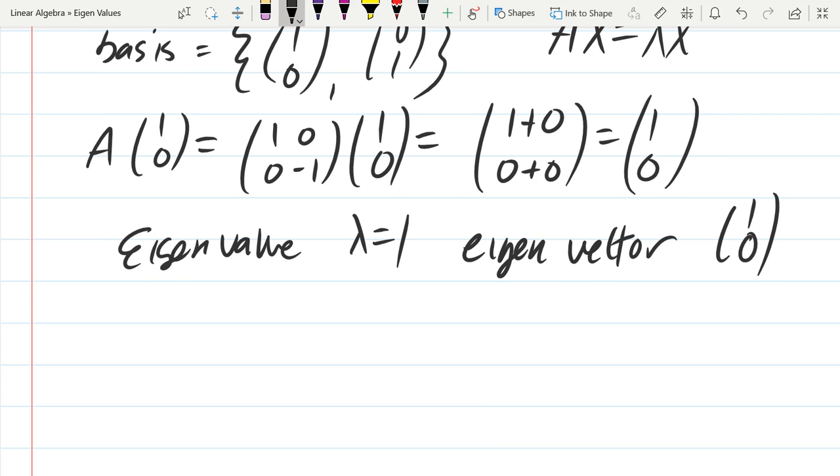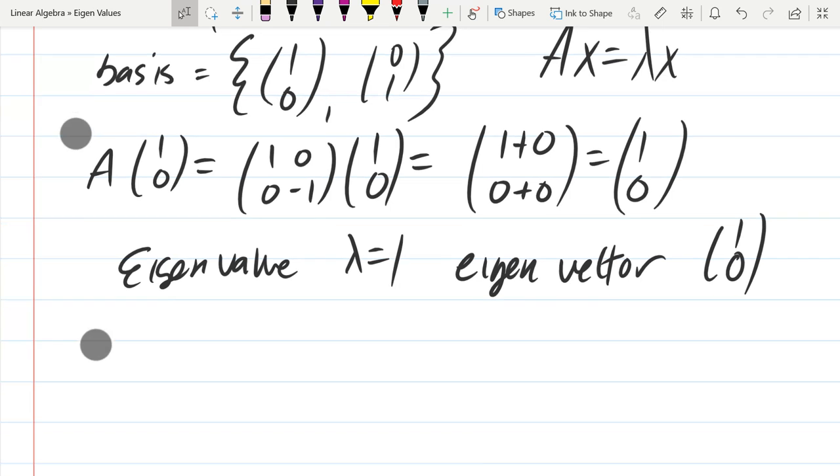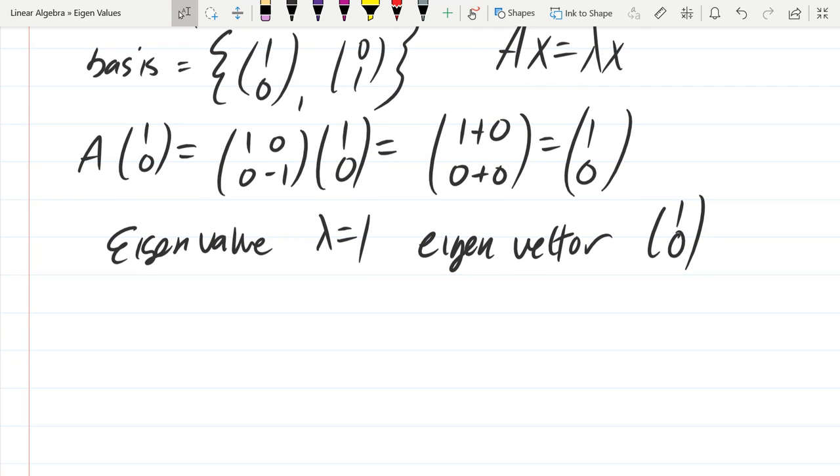Now we got lucky because it happened that our basis element was an eigenvector. So I want you to multiply by the other basis element and see if that is an eigenvector. And if it is an eigenvector, what eigenvalue would you get for it? So A times 0, 1: multiply that out and see what you can conclude about eigenvectors and values.